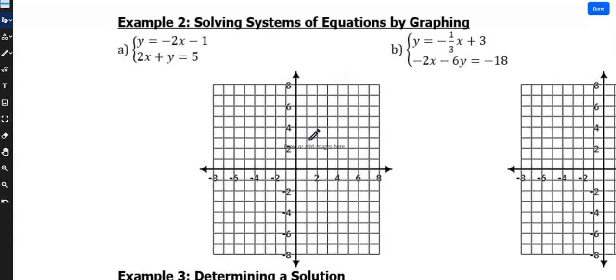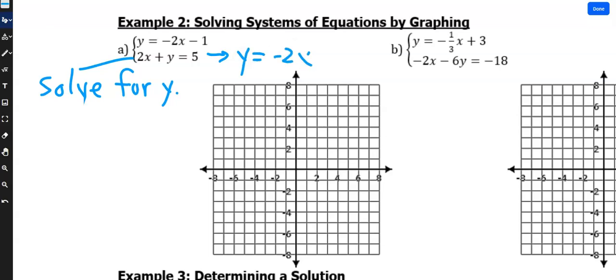All right, solve the systems by graphing. Now, to make this a little bit easier on yourself, we should solve for y. There are other ways to graph lines, but I think it's easier for a lot of you if you just solve that for y. So that second equation would be y equals negative 2x, because the 2x would have to come to the other side, plus 5.